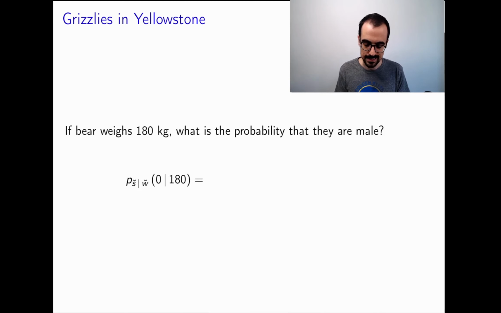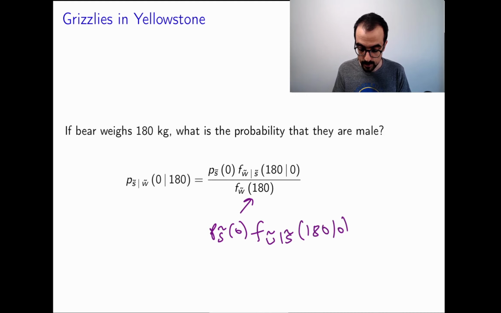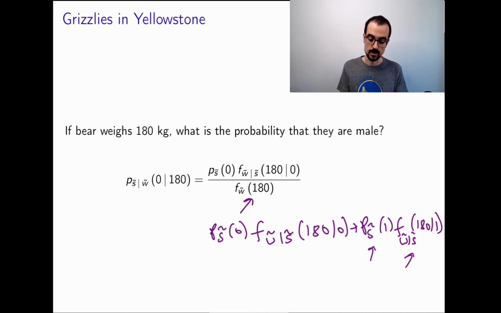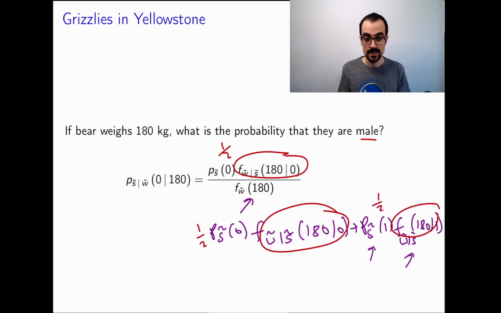Okay, so let me write that down a bit cleaner. We want the probability of 0 given 180. We apply our formula. And this is just equal to the probability of S equals 0 times the density of W given S at 0, divided by that plus the probability of 1 times the density of 180 given 1. Because all of these probabilities are equal to 1/2, we're going to end up with the probability that they are male being just equal to the conditional density for male divided by the sum of the two conditional densities. If the probability of male or female were different, then these would be weighted in a different way.